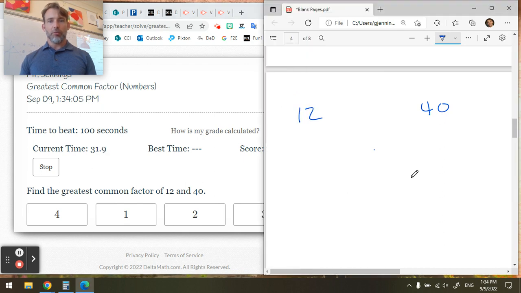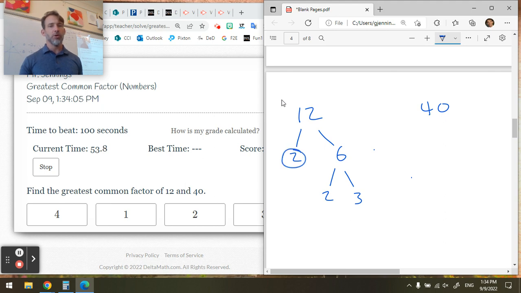Okay, we've been asked to find the greatest common factor of 12 and 40. Do people know how to make factor trees? No. What I do is I look at 12 and I say, 12, that's not a prime number. I can divide it by 2, and that would leave me 6. 6, also not a prime number. I can divide that by 2, and it leaves me 3. I'm left with 2, 2, and 3. Those are all prime numbers. So the factors of 12 are 2 times 2 times 3. 12 equals 2 squared, because there's two 2's there, times 3.